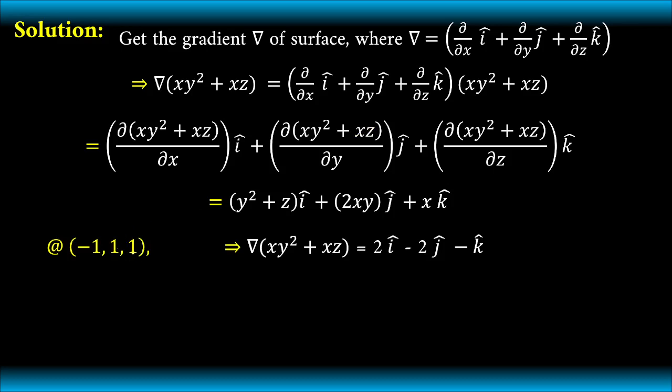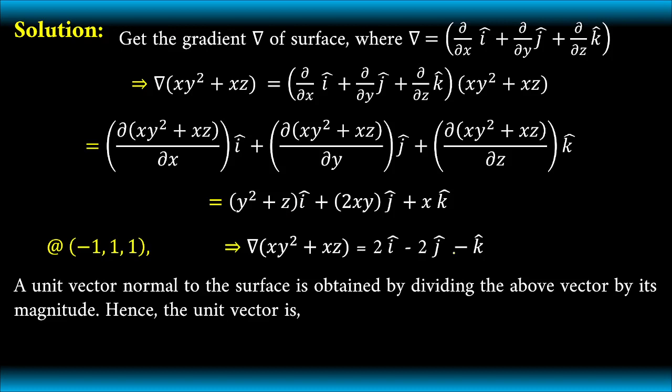Now at (-1, 1, 1), we just have to substitute these values for x, y, and z. For the first term, we have y squared plus z, so 1 squared plus 1, that is obviously 2 i hat. We have 2 times negative 1, which is x. This is x, this is y, and this is z. So we have negative 2 j hat, and then x is negative 1, so we have negative k hat. That is 2i hat minus 2j hat minus k hat.